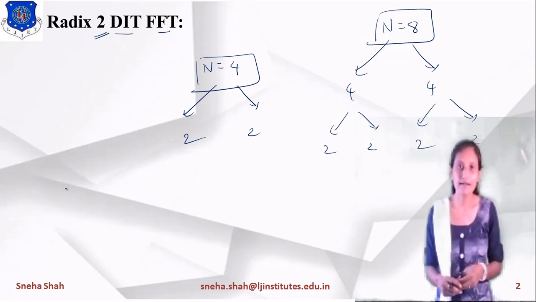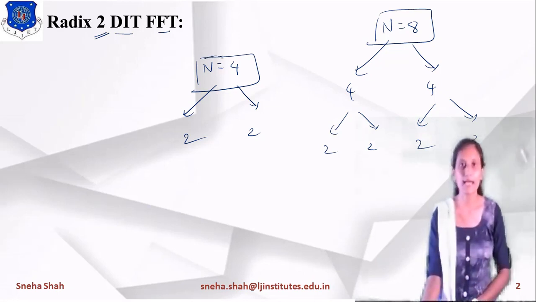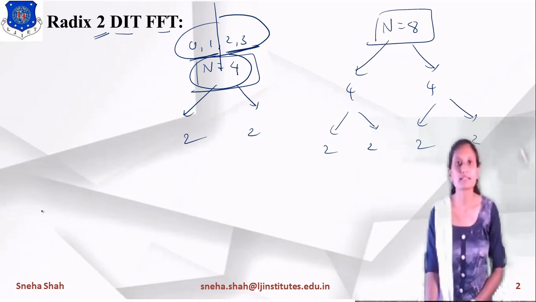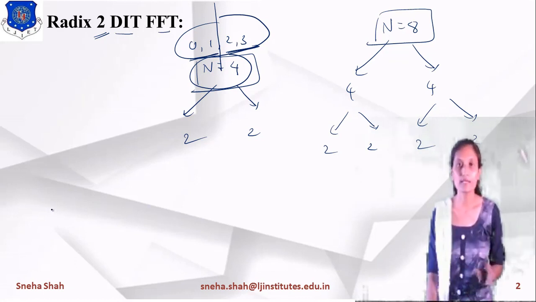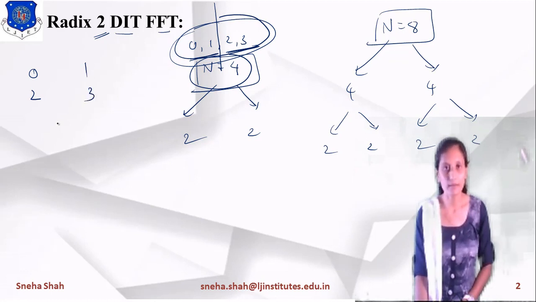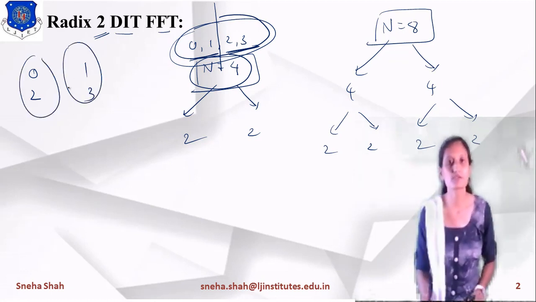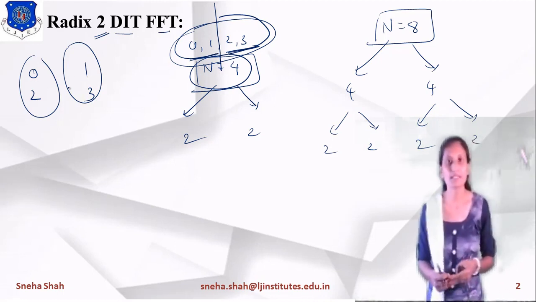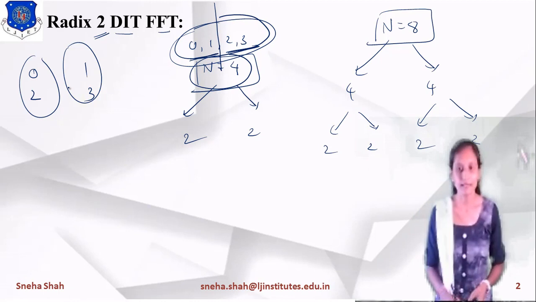But in this we can divide by 2 methods. Suppose if I am taking N equals 4, then it will be considered as 0, 1, 2 and 3, right? So this part will be divided into 2 parts, like suppose 0, 1 and 2, 3. So this algorithm will be considered as DIF-FFT. You will learn that in the next session. But if we are dividing this into 2 parts as even numbers and odd numbers, then this type of classification is also considered as one type of division. So this will be considered as the decimation in time FFT algorithm, right?